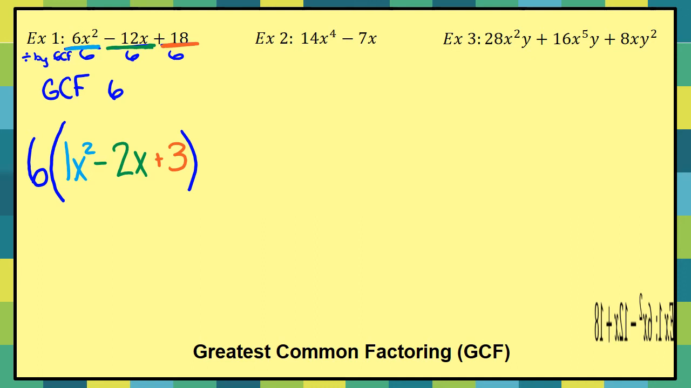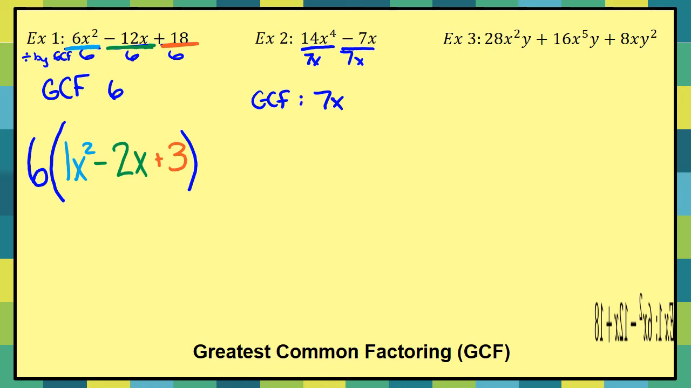Let's take a look at example 2. I need to determine my GCF first. What can I divide out of 14 and 7? I can divide a 7 out. So I'm going to have a 7. Can I divide a letter out or a variable? I can. They all have x's, so I can take out an x. Can I take out 2 x's? Nope, there's only 1 x there. So the most I can take out is a 7x.